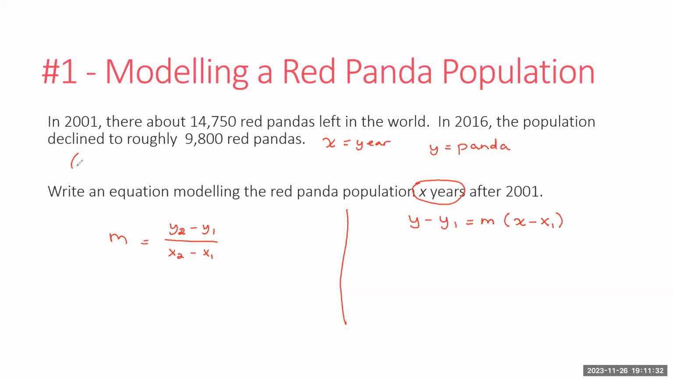So what I have here is 2 points. I have one where the year is 2001, that's my X, and my Y is 14,750 pandas. And then my other point was the year 2016, in which case I had 9,800 pandas.